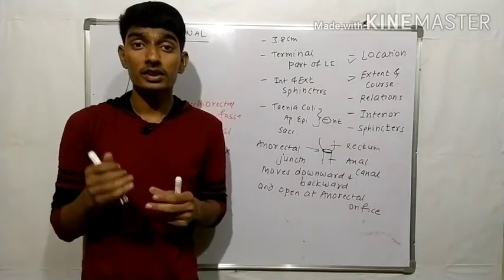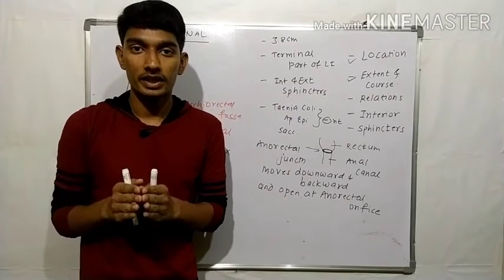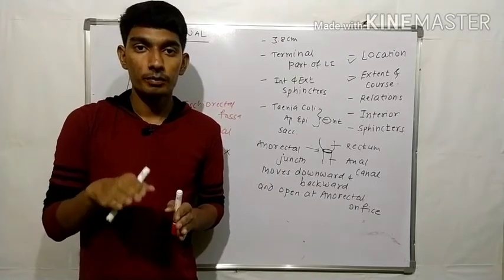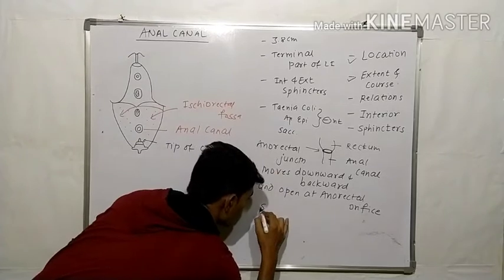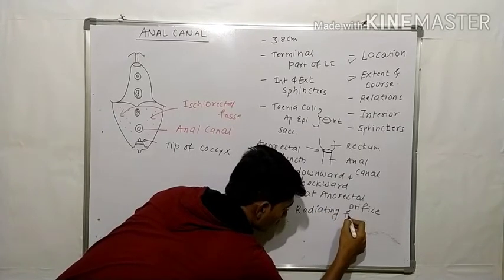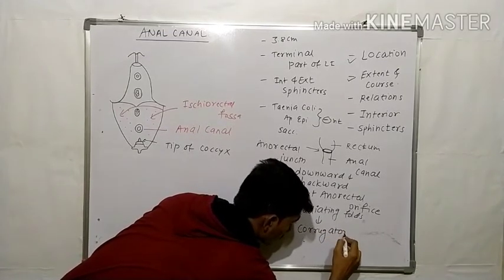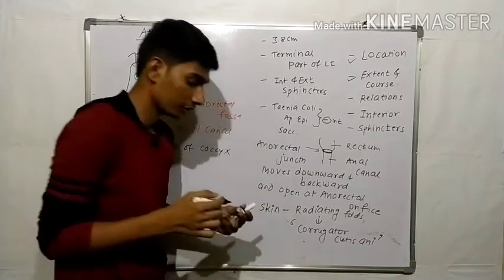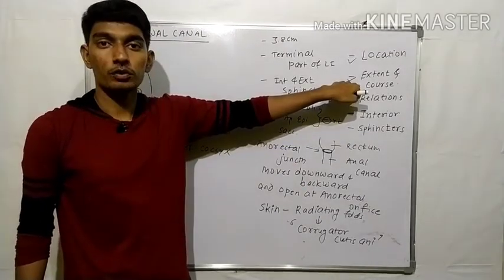The skin around the anal orifice is pigmented and thrown into radiating folds due to the pull of the muscle known as corrugator cutis ani. Okay, this is about the extent and course of the anal canal.